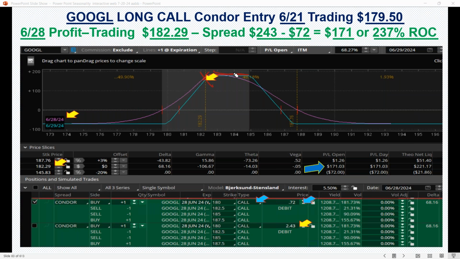This is the profit zone here. So it went from $72, now the spread is worth $243. So it was up $171, a 237% return on that. So that was a look there.